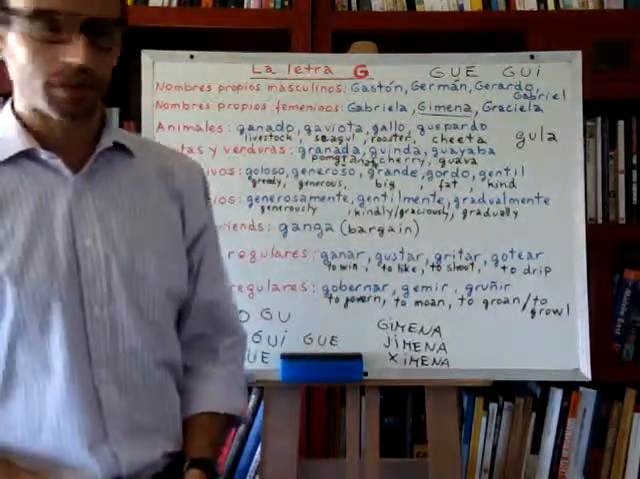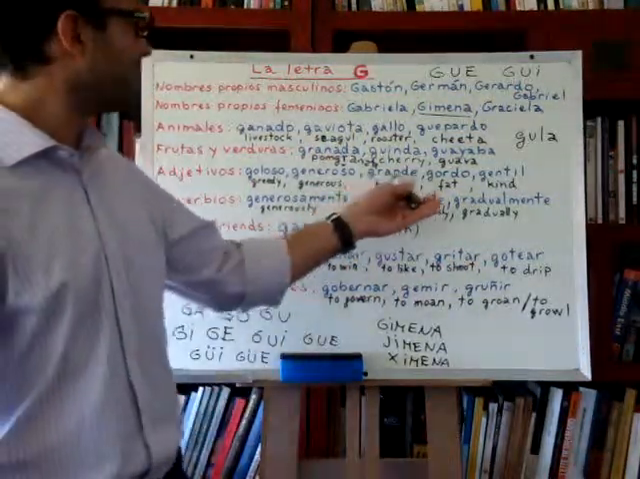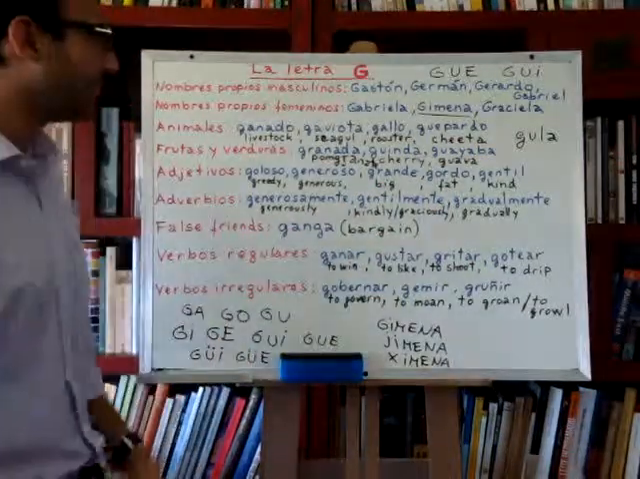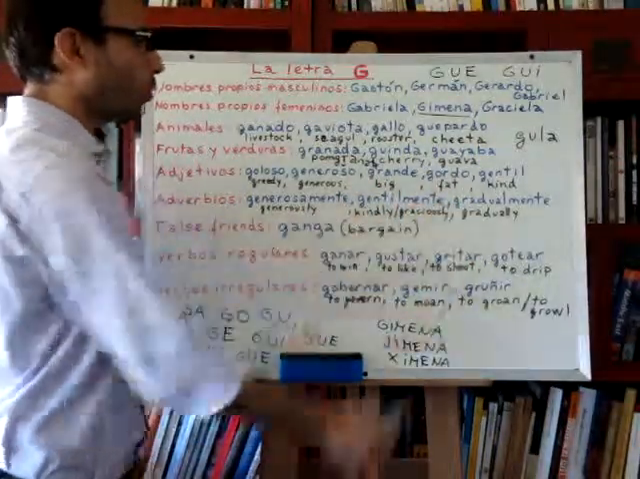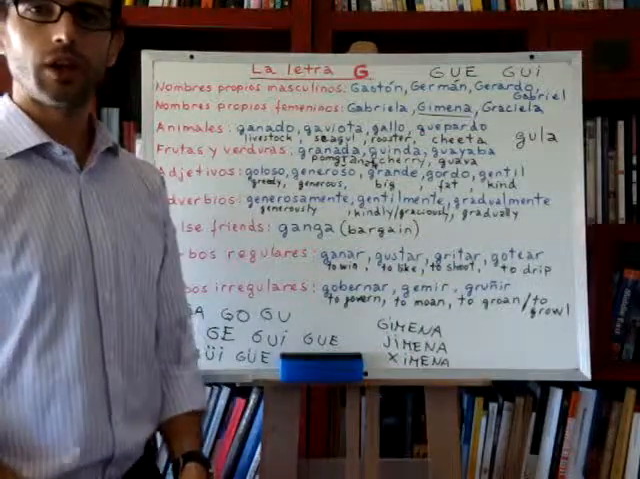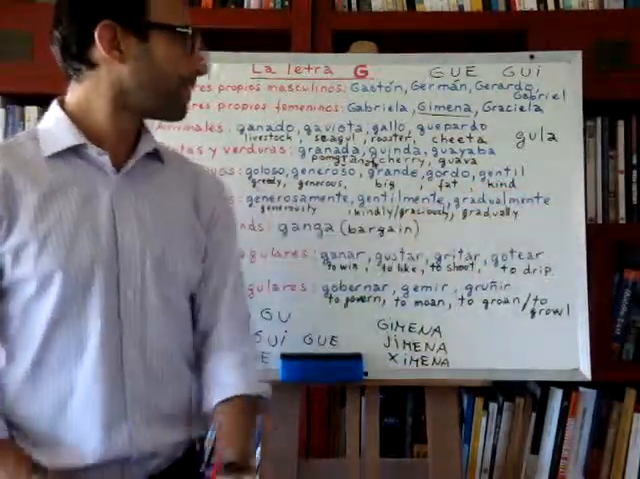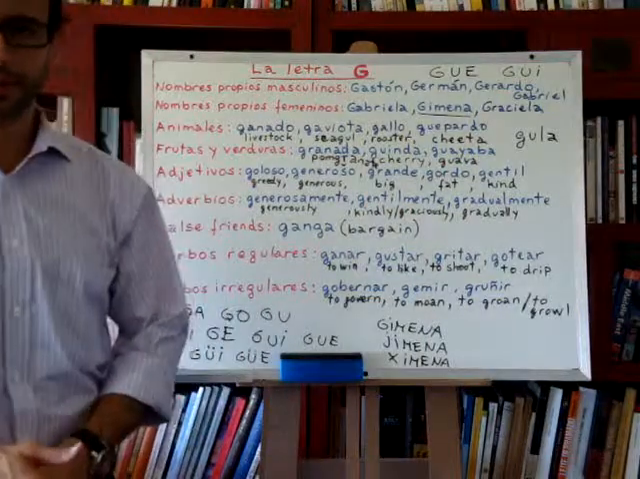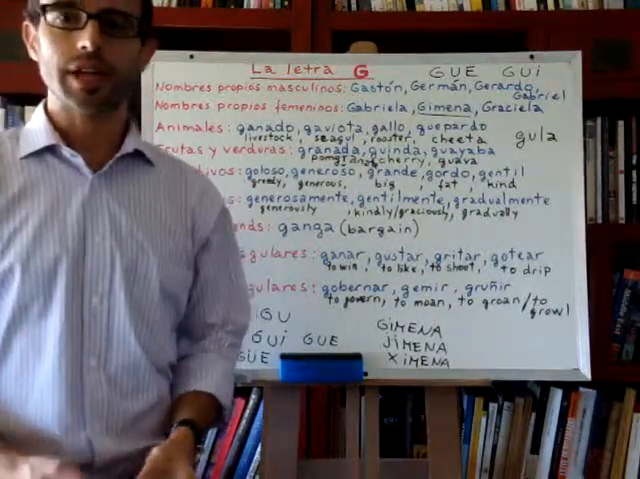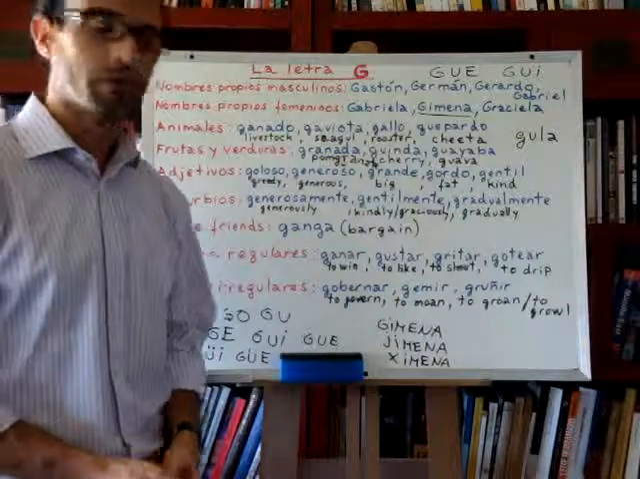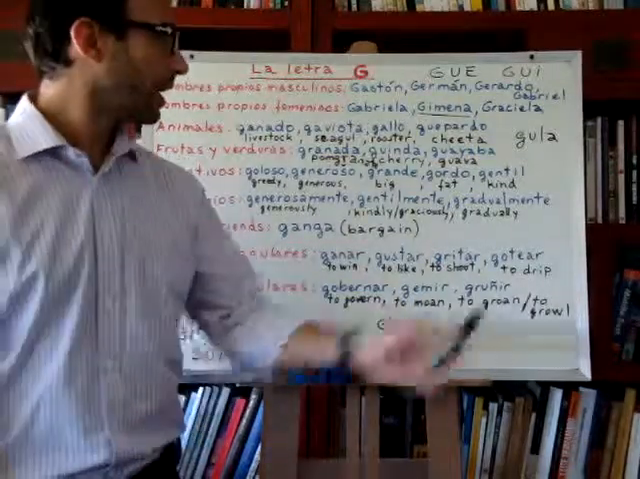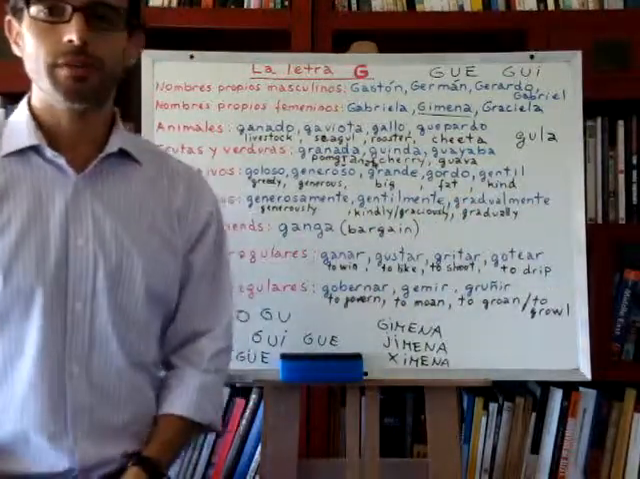Gula. Goloso is greedy. We have generoso. Generoso is generous, okay? We have grande for big, grande. Gordo. Gordo is fat, okay? And gentil. Gentil is kind, okay? Not necessarily gentle. Gentil is a false friend with English, actually. Gentil means kind more than gentle.